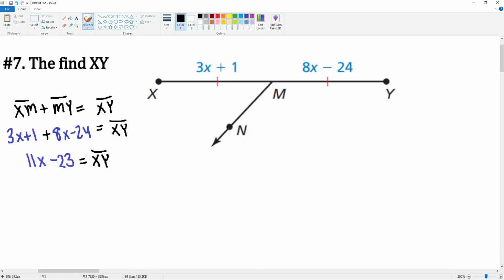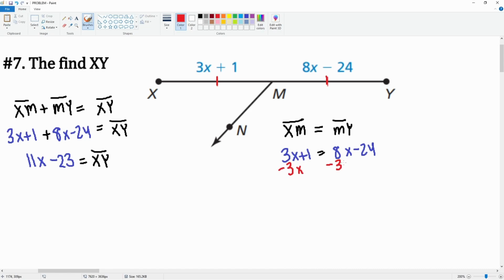Okay, we need to know what x is, so we have to figure out another way to solve for x first. We notice that there are these two red bars telling us that line segment XM is congruent to line segment MY. So we can plug this in. 3x plus 1 is going to be equal to 8x minus 24. Now we can solve for x.